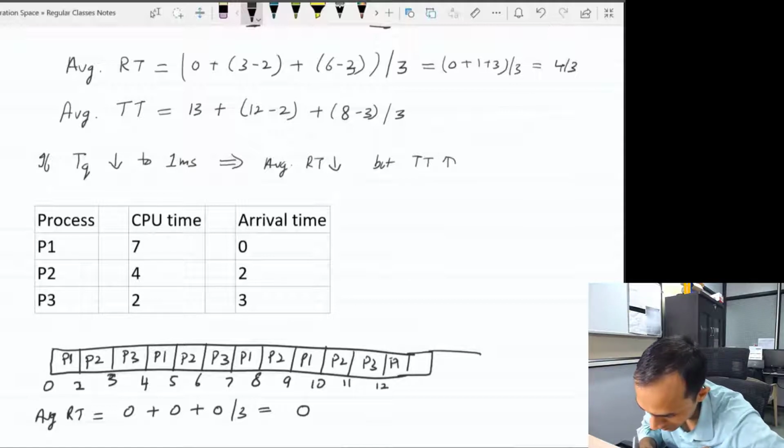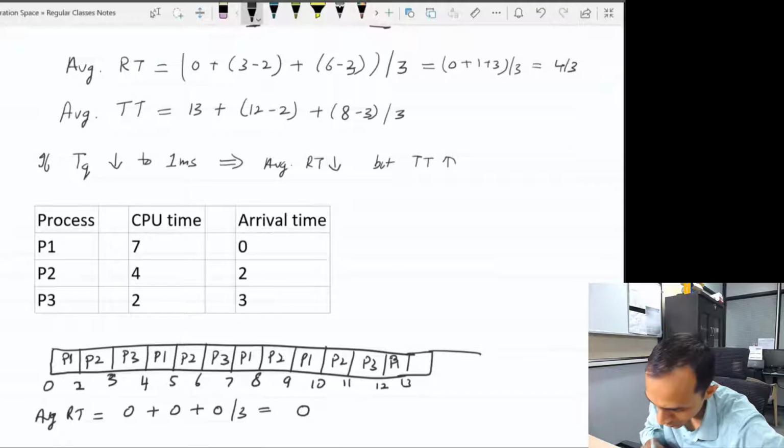So let us keep track of how much is done. P2, P3 is 1, 2, 3 and 4, 5. So P1 has still run, and P2 has done 1, 2, 3 and 4. So P2 is finished. So now P3 will come. Oh, P3 was already 2. Okay, sorry. P3 needed only 2. So P3 would have finished earlier.